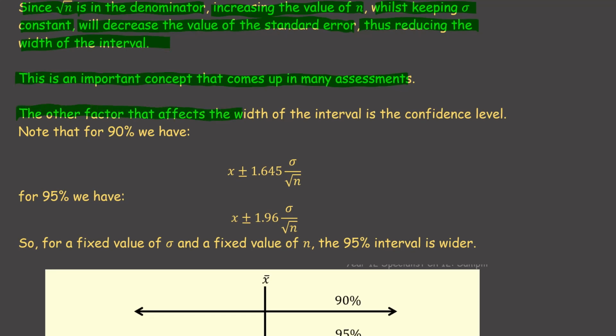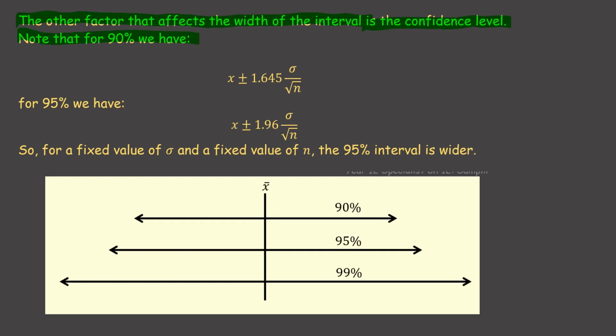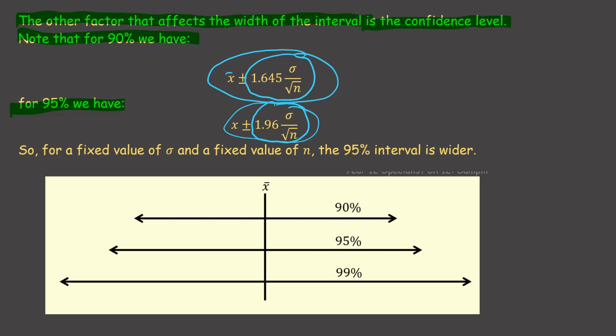The other factor that affects the width of the interval is the confidence level, and again this is regularly asked. Note that for a 90% we have the following. We have x bar plus or minus 1.645 sigma over root n. But when we move up to 95%, it's now x bar plus or minus 1.96 sigma over root n. So this quantity here is going to be smaller than this quantity here.